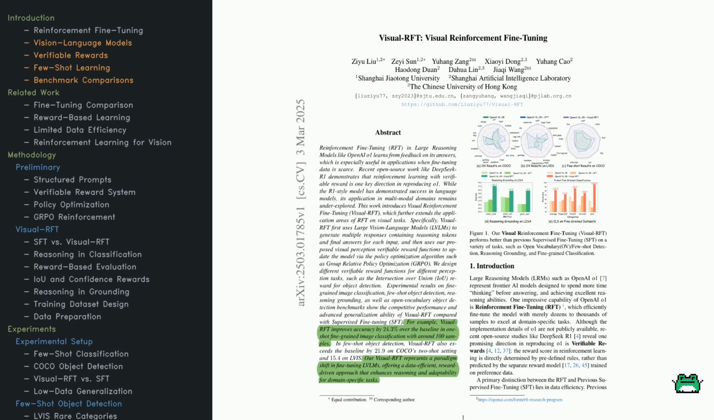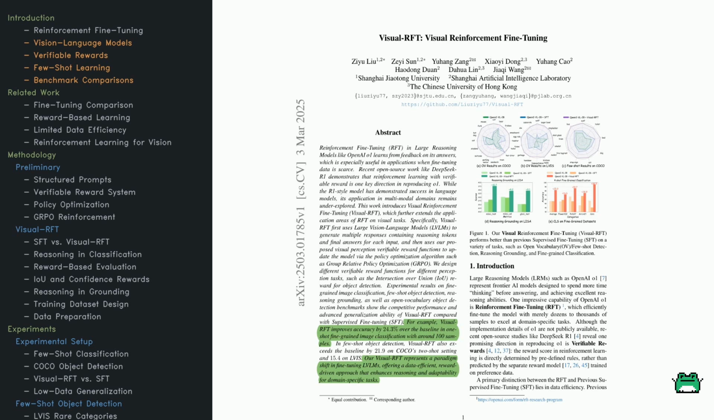Why is this a big deal? RFT has seen success in language models, but its use for vision tasks has been pretty limited. Visual-RFT changes that. It applies RFT to tasks like object detection, classification, and reasoning grounding. Concretely, large vision language models produce multiple responses for an input image, describing their reasoning steps and final answers. A verifiable reward function then checks how well these responses align with correct answers, guiding the model to refine its reasoning. It's a step beyond memorizing right answers. Instead, the model is rewarded for arriving at better answers through a structured thought process.